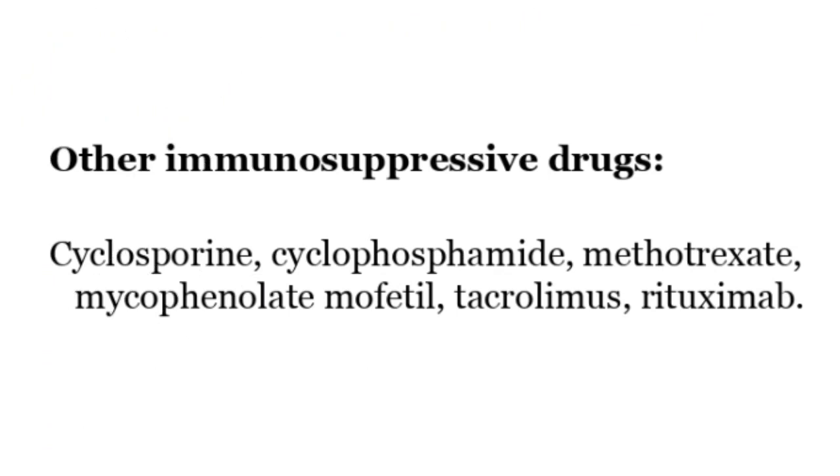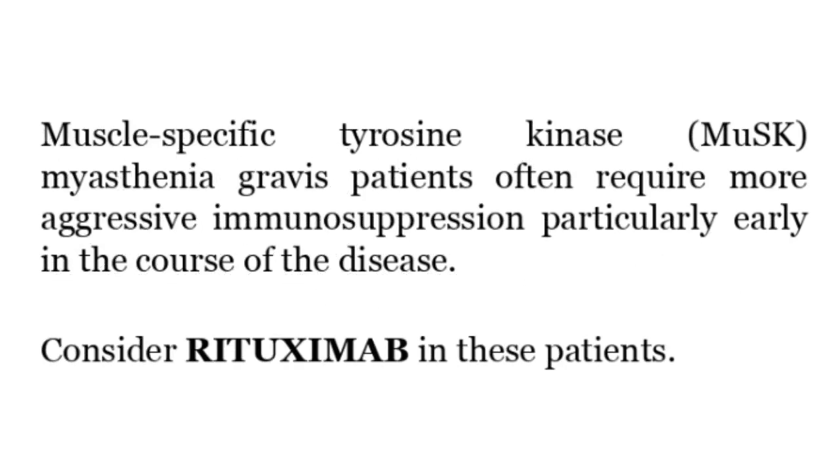Other immune suppressive drugs can be used in patients with no or poor response to azathioprine, like mycophenolate mofetil, rituximab, cyclosporine, cyclophosphamide, and methotrexate. Rituximab may be considered as a treatment option in patients who develop unacceptable side effects or have not responded to adequate use of other immune therapies. And MuSK myasthenia gravis patients often require more aggressive immune suppression, particularly early in the course of the disease, and the consideration of rituximab in this patient is the mainstay.